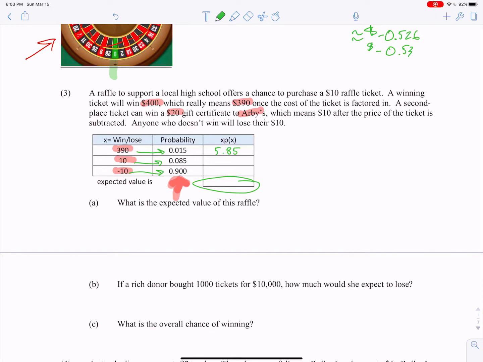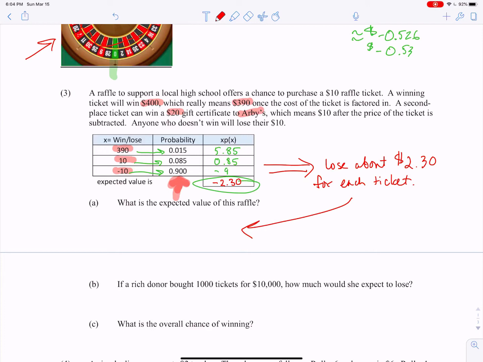5.85. And 10 times 0.085 is 0.85. And negative 10 times 0.900 is negative 9. So that all adds up to, better change this to red, a negative 2.30, which tells you that you will lose about, on average, $2.30 for every ticket you buy, for each ticket. All right, fine. So that answers part A, that's the expected value.